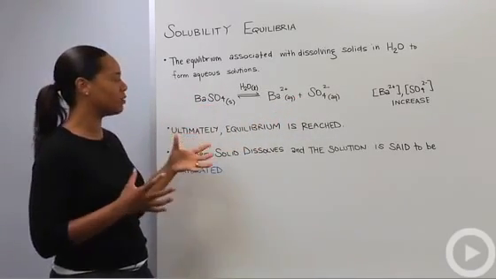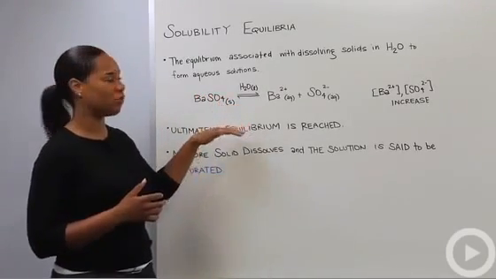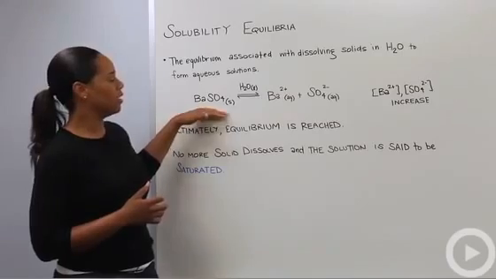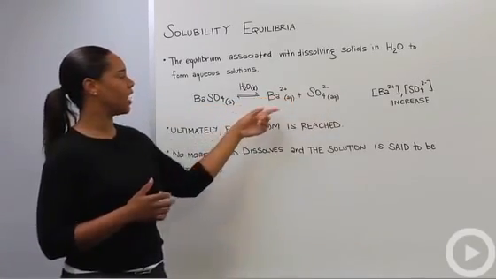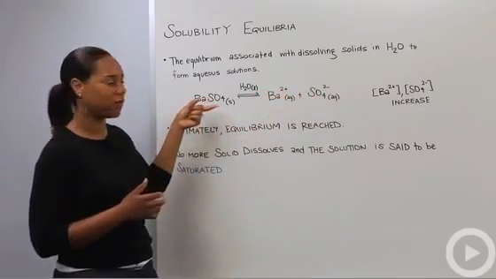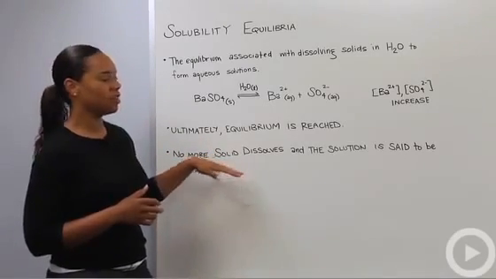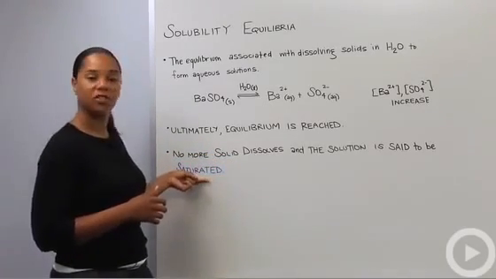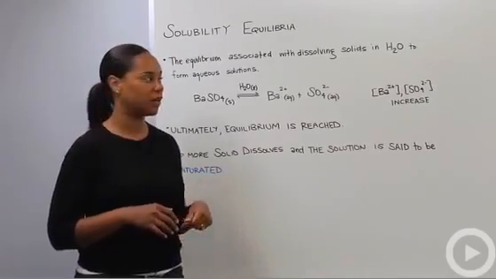So at some point, ultimately, an equilibrium is reached. Again, that's when the forward reaction, the rate at which barium sulfate dissolves to form barium ions and sulfate ions, is the same as the rate at which barium ions and sulfate ions form barium sulfate solid back. At the point where no more solid is dissolving, the solution is said to be what we call saturated. So no more solid can dissolve when the solution is saturated.